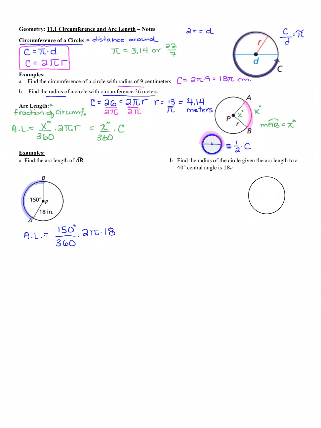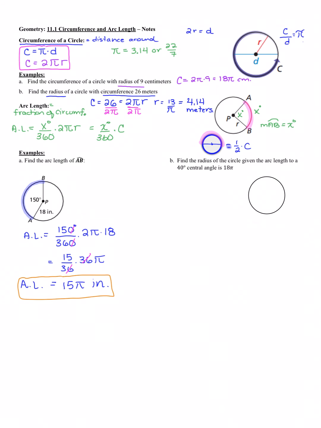So we're going to go ahead and simplify this. Right off the bat, I can make these zeros go away. So I have 15 out of 36 times 2 times 18 is 36 pi. So my 36's will cancel, and my arc length is going to be 15 pi, and my units are inches. All right, so that would be the arc length of that one.